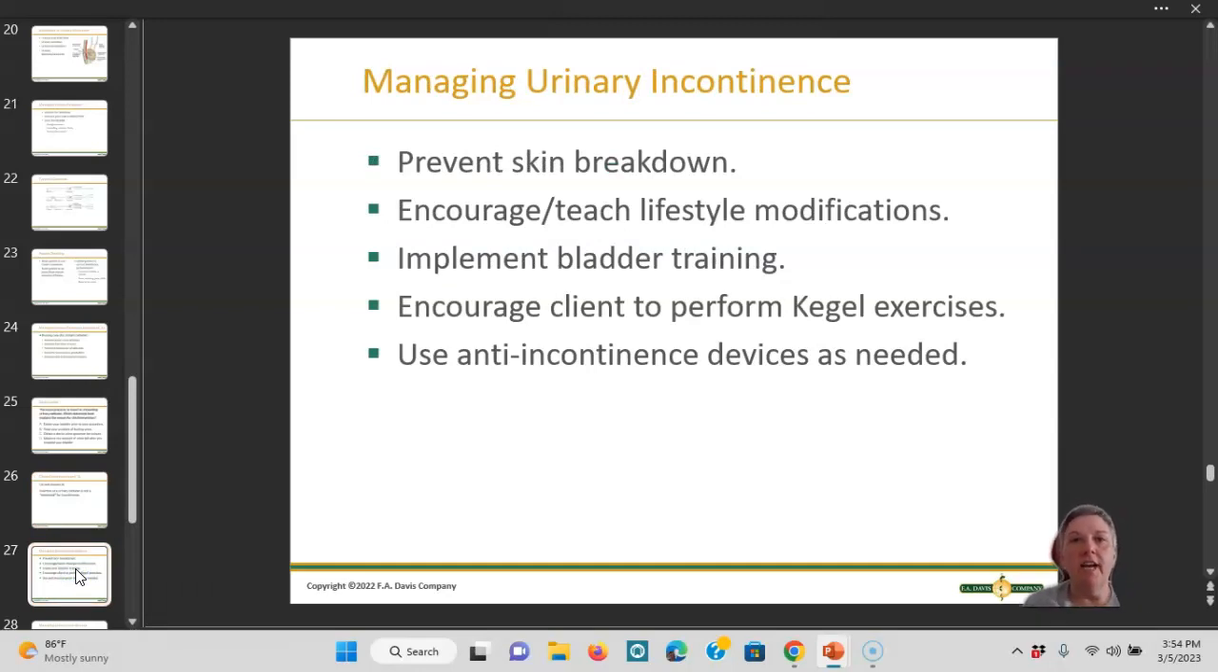All right, managing urinary incontinence. Preventing skin breakdown. So if someone is always wet, they're going to have skin breakdown and maceration of tissues. Encourage lifestyle modifications. What would lifestyle modifications be? Think about this. So wiping front to back, things like that. Hygiene needs, things like that. Implement bladder training. One of those lifestyle modifications that they love to use on the test is going to the bathroom after sex to wash out the tract.